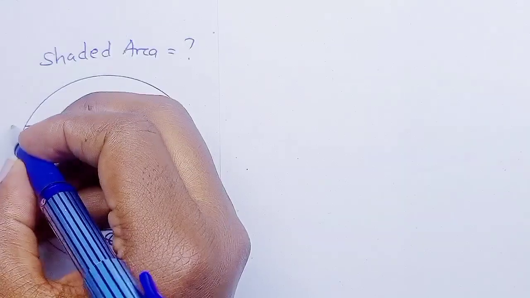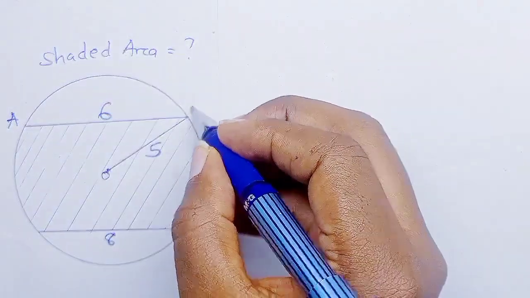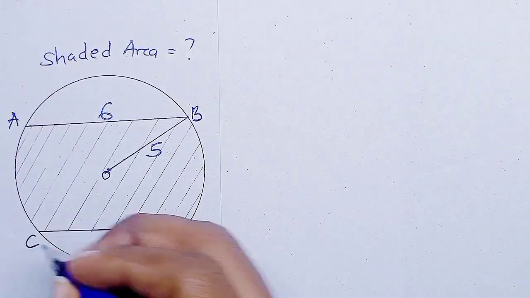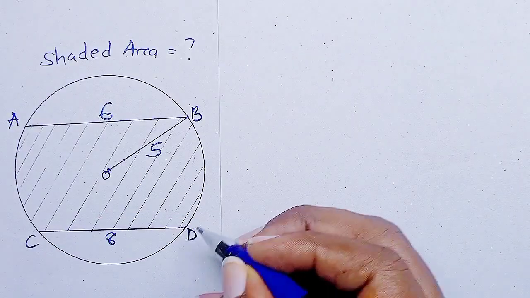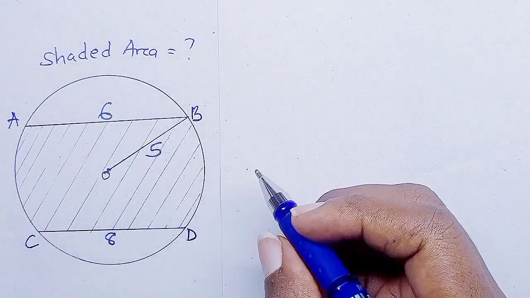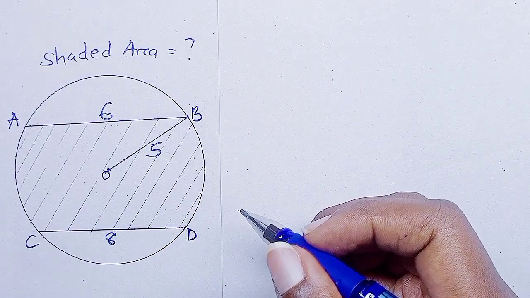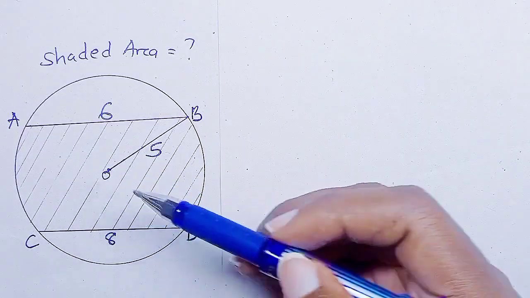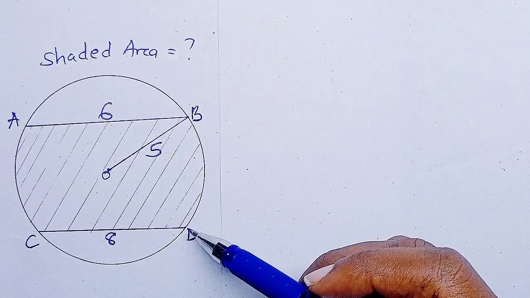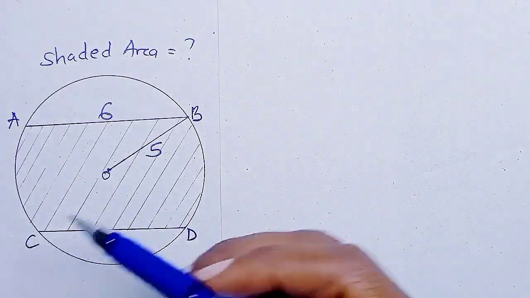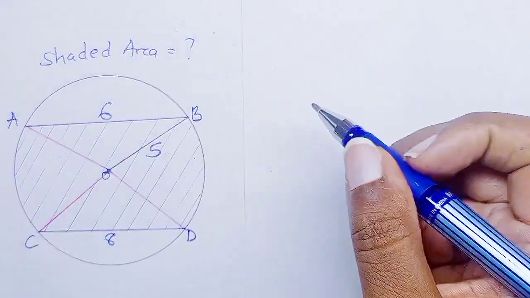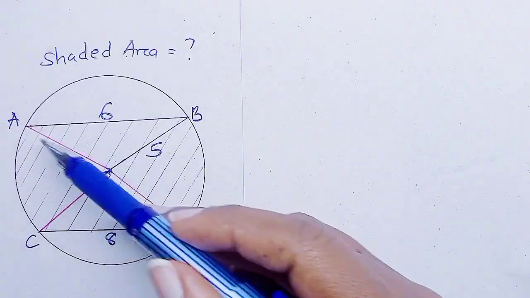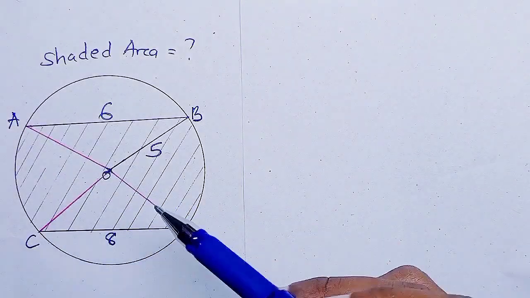Let this be A, let this be B, C, and D. This is O, which is the center. So let us join A to O, and also join O to D, and also join O to C. Just like this. So I've joined A to O, O to D, and O to C.